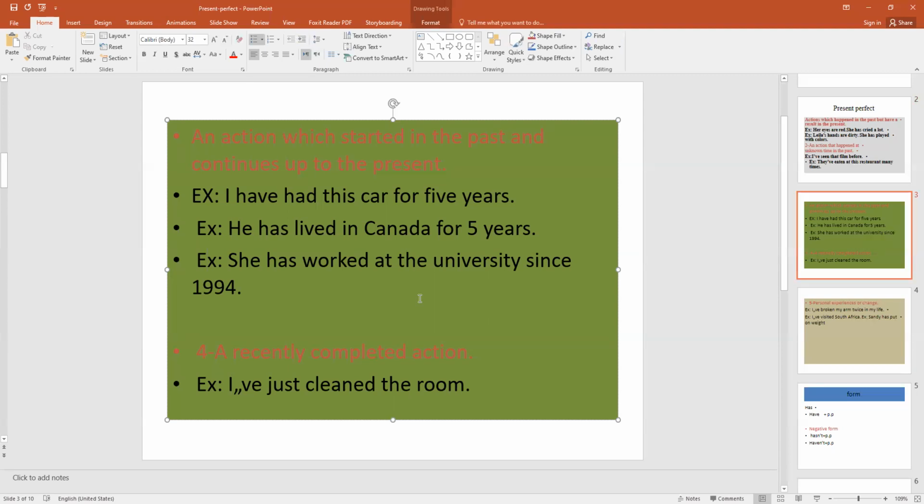Let's move to number four. A recently completed action. What does it mean? An action which you have just done now. You have something you have just done. I don't know why it's not doing. It's okay.